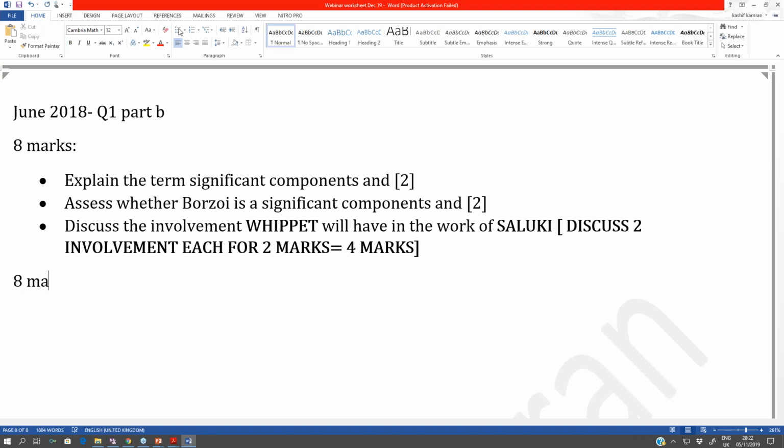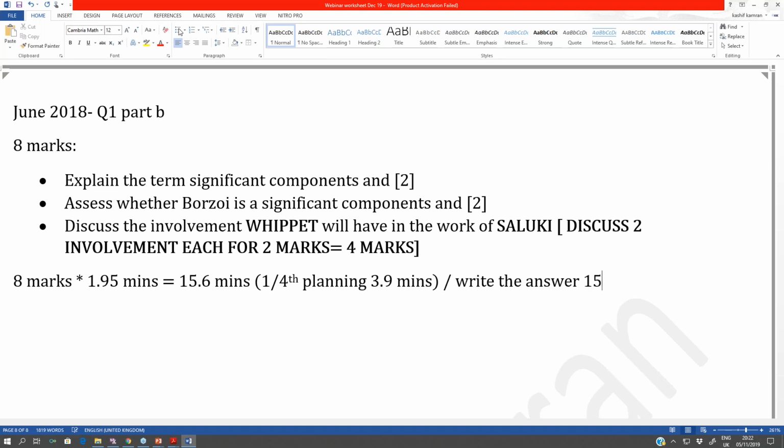Again, 8 marks, multiply by 1.95 minutes. Anyone can give me a quick answer for that. 8 marks multiplied by 1.95, 15.6 minutes I have in total. 1/4 of this has to be spent on planning. So 1/4 of 15.6 is 3.9 minutes. So how much time do I have to write the answer? The writing time for the answer is 11.7 minutes. I think 4 minutes is good to read whether Borzoi is a significant component and to discuss things up.